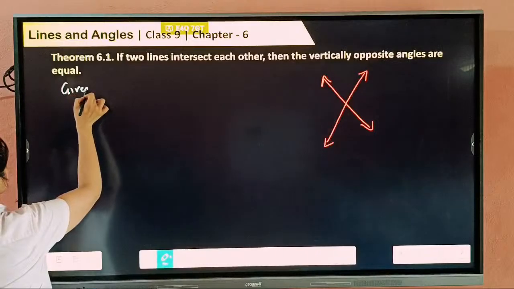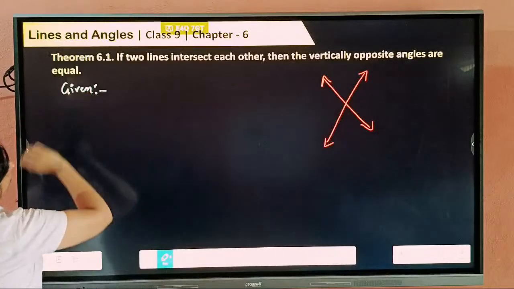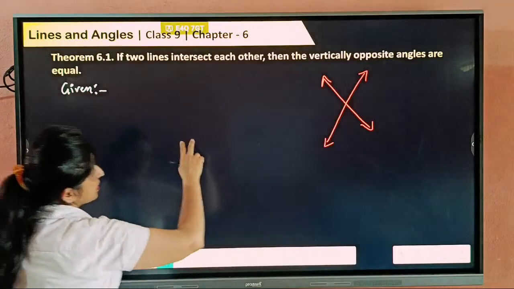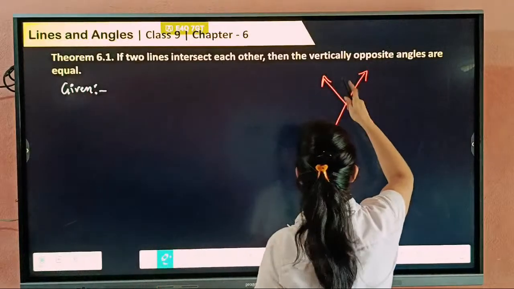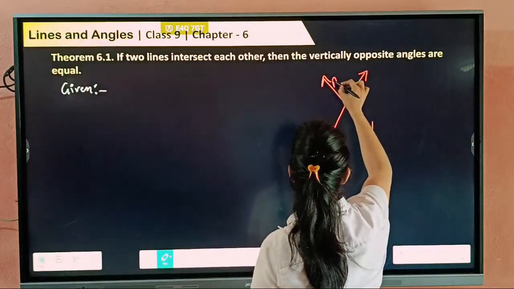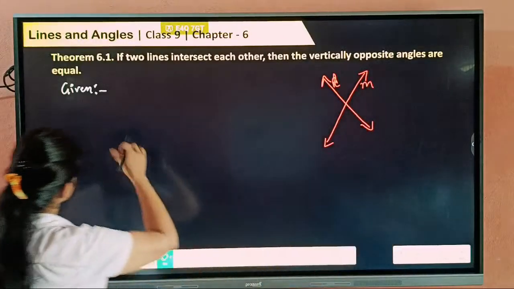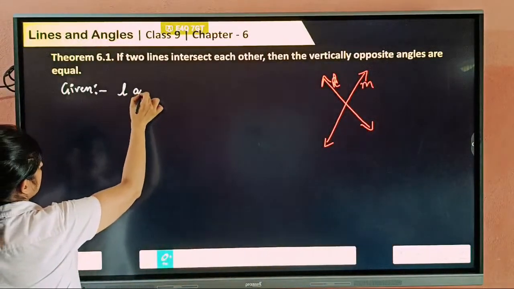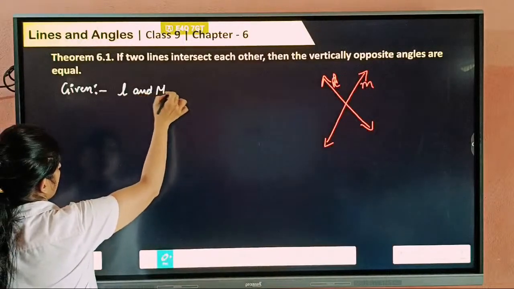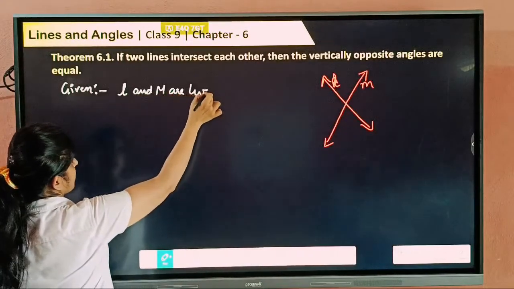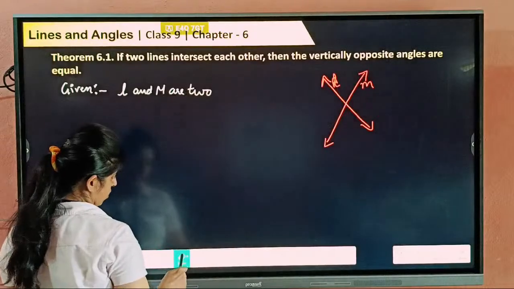What is given to us? Two lines. Suppose this is L and M, two lines L and M. L and M are two lines. M is small here.